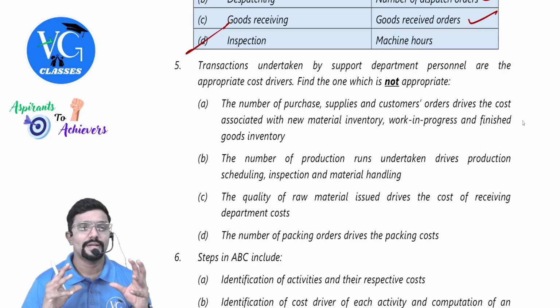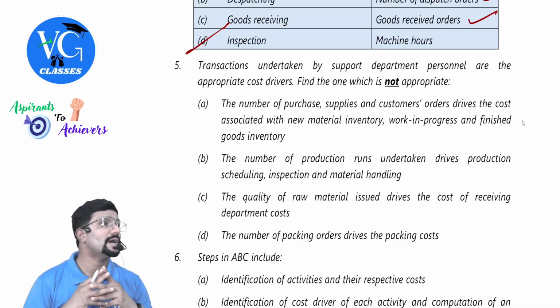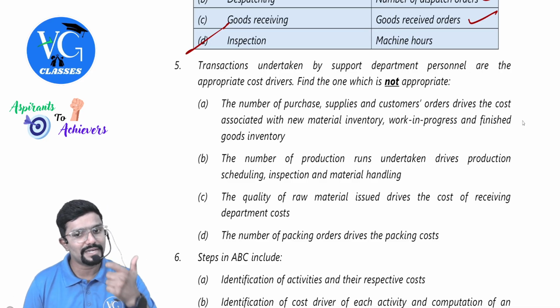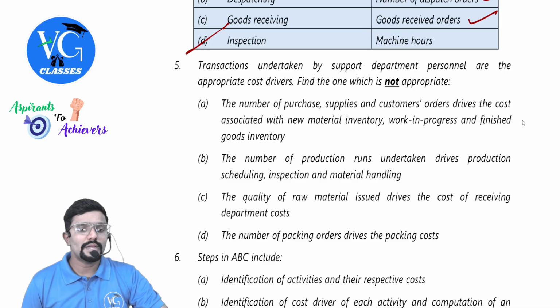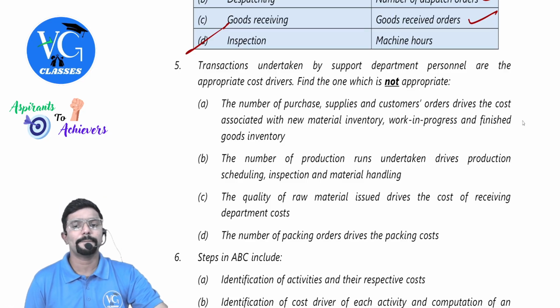Transactions undertaken by the support department personnel are appropriate cost drivers. Find the one which is not appropriate. The number of purchase, supplies and customer orders drives the cost associated with raw material inventory, work in progress and finished goods. Yes, correct. The number of production runs undertaken drives production scheduling, inspection and material handling. See, guys, production run, how will it affect the inspection? Because the more the production, the more the inspection. Okay, yes, that is also correct.